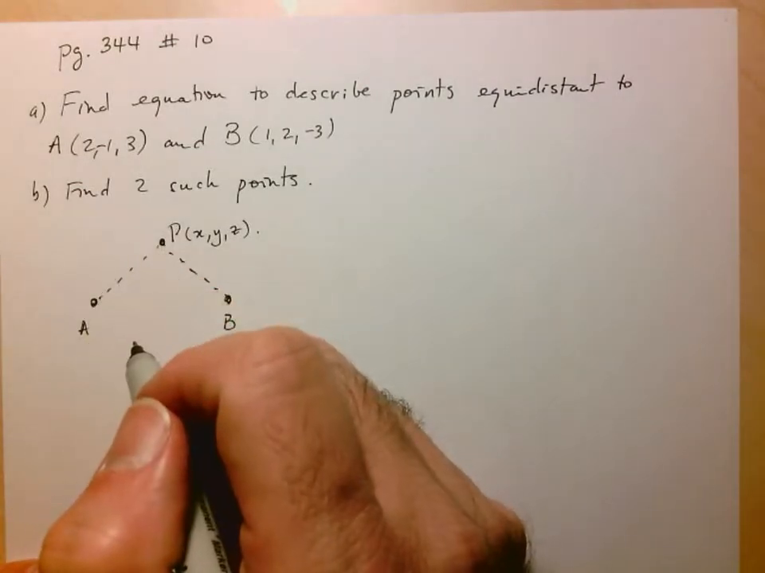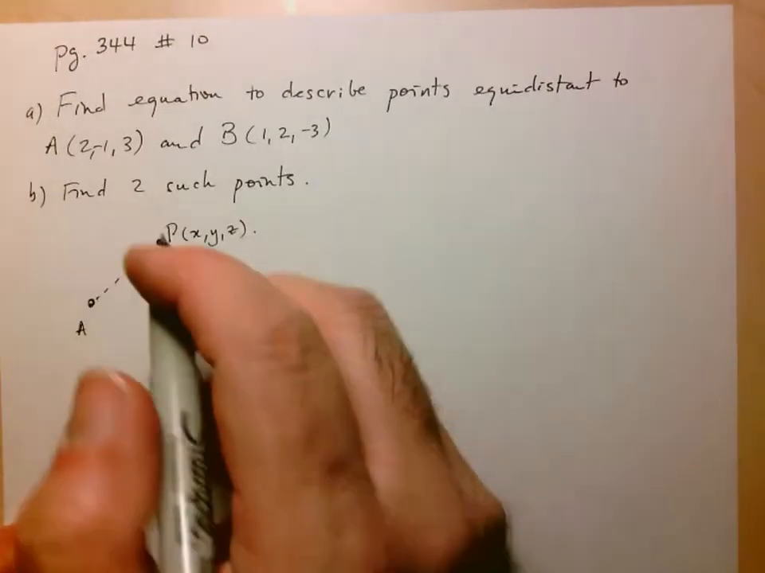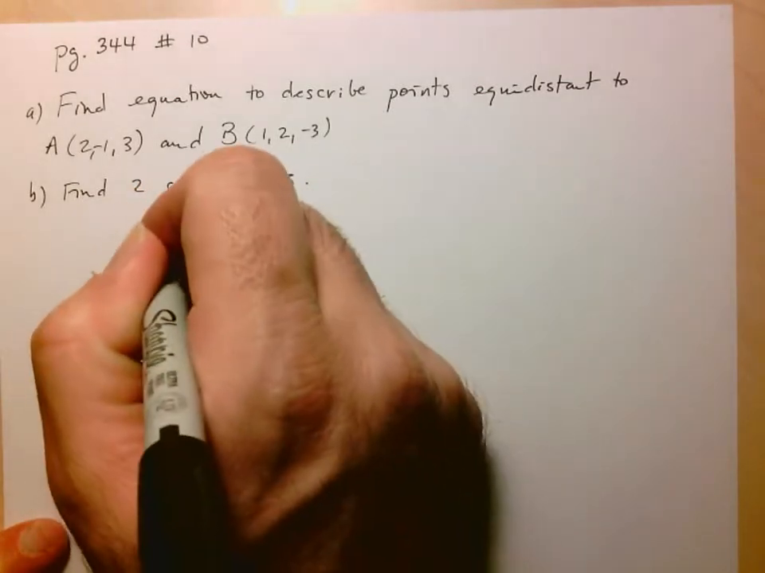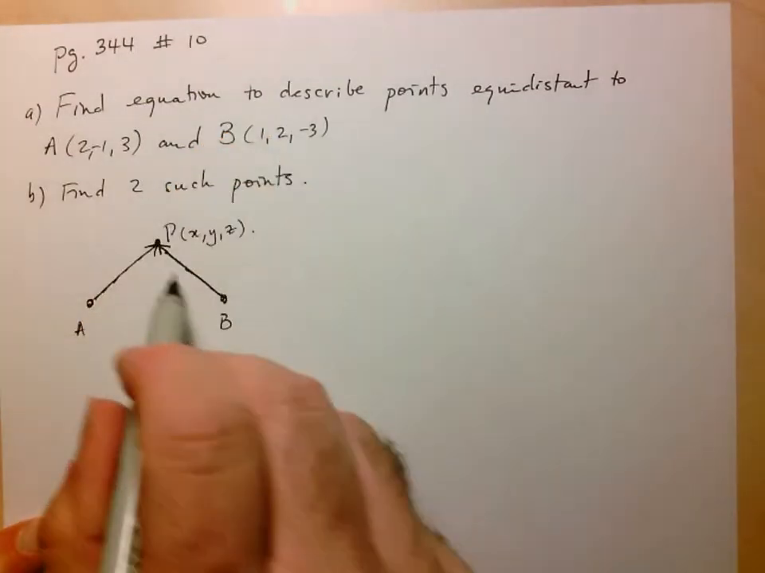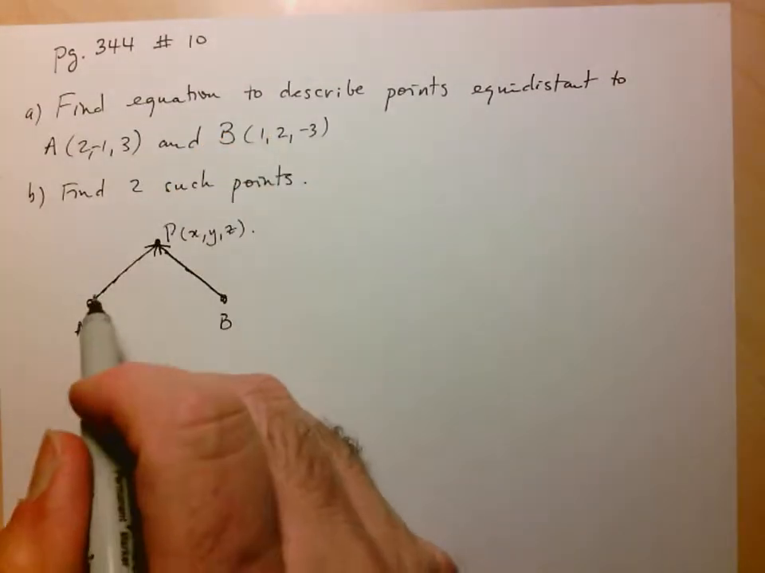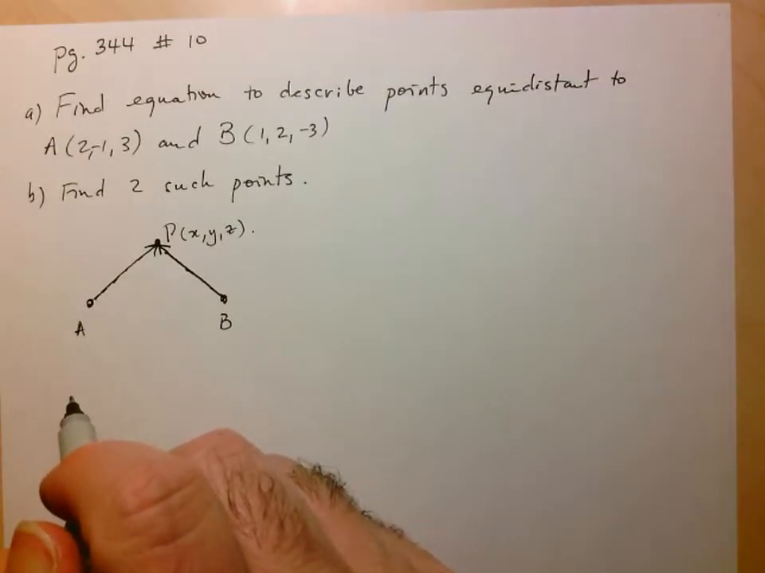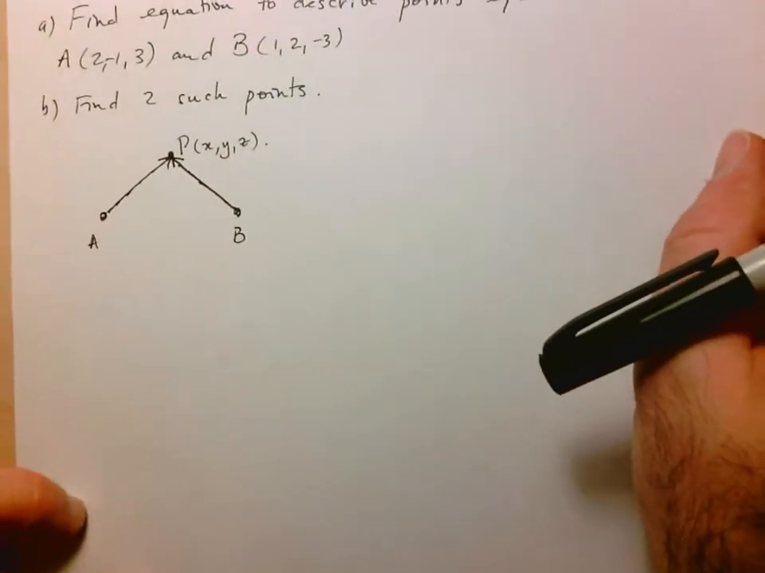So in what way can we represent the distance between 2 points? Well, we can create the vectors joining the 2 points: the vector from A to P and B to P. We know that the magnitude of this vector will just represent the distance between the 2 points. So this is how I'm trying to apply the tools I have at my disposal to solve this problem.